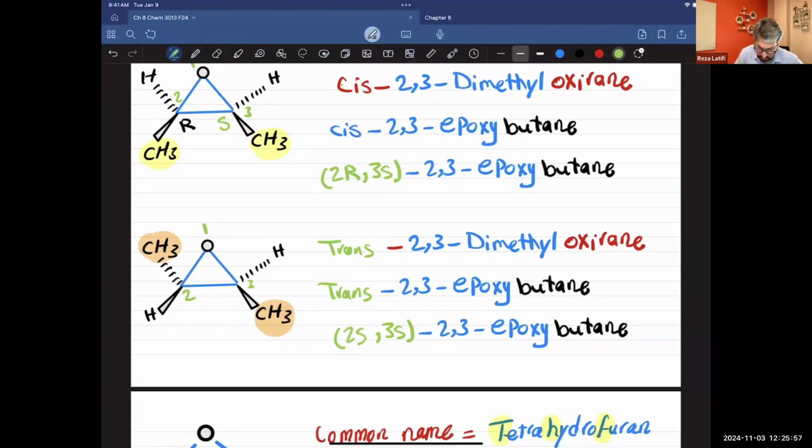Now the question: what's the relationship between these two? They are cis and trans. So this one is a trans, and that one is a cis. So those two should be diastereomers.